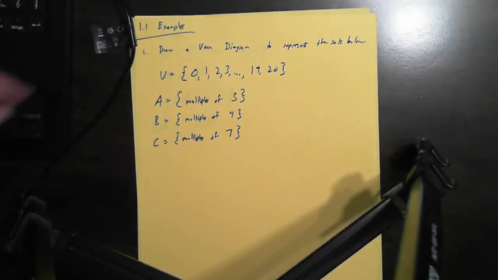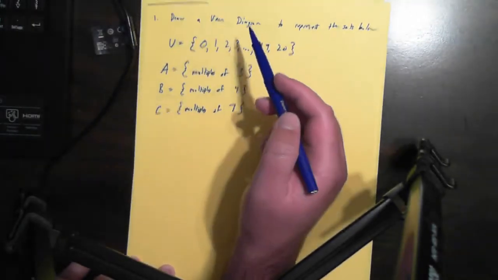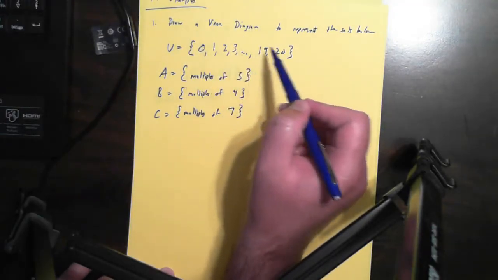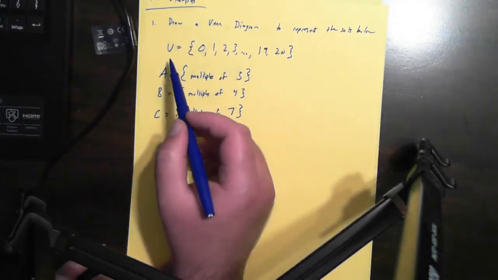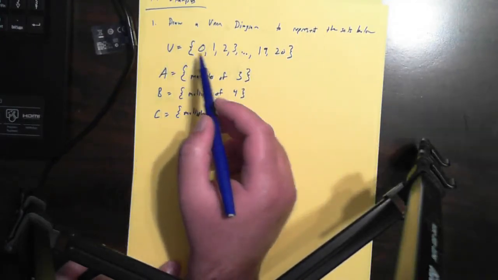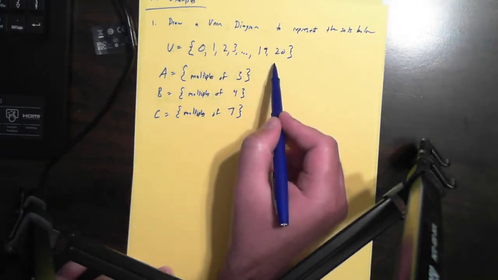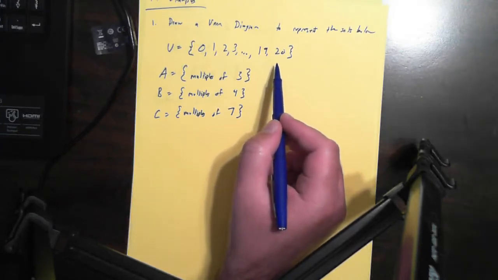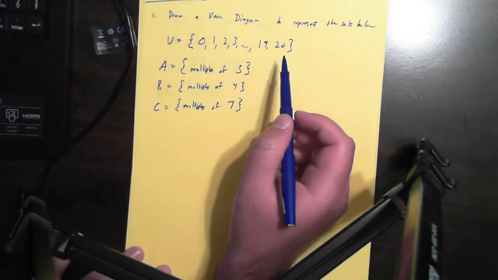Okay, now let's look at a couple examples using the terminology that we just talked about for set notation. So here's the first example that we'll do. Draw a Venn diagram that represents the sets that are shown below. Here we're given that our universal set will be 0, 1, 2, 3 on up to 20. So what we're essentially doing is narrowing down all the numbers that we're considering. We're only looking at the integers from 0 to 20.